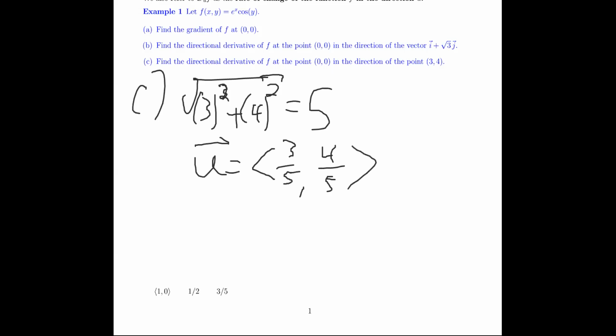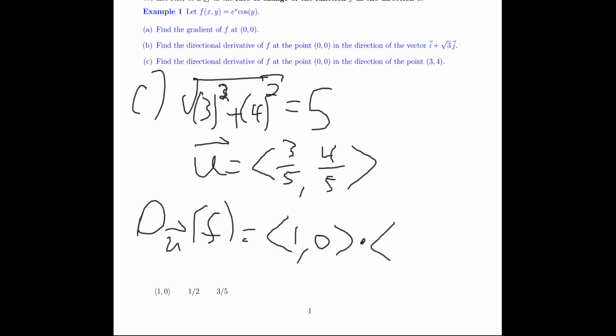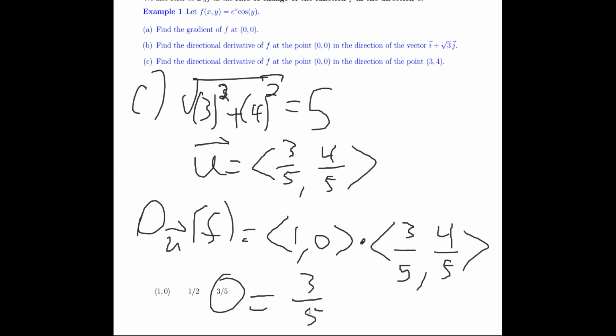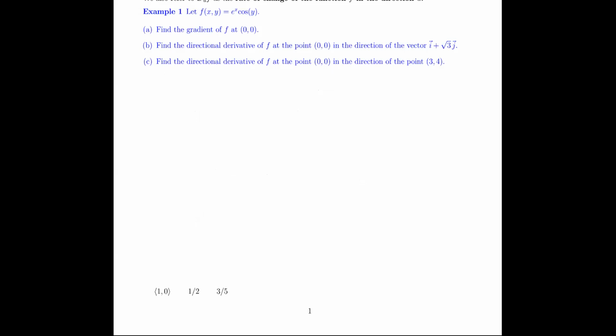And then our directional derivative is the gradient of f, which was 1 comma 0, dotted with this unit vector u. That's supposed to be a 5. And we get 3/5. And that's it for that problem. We'll do one more example here in this video.